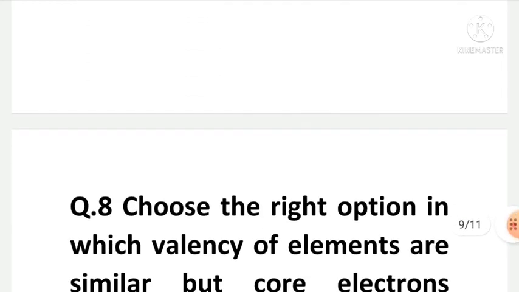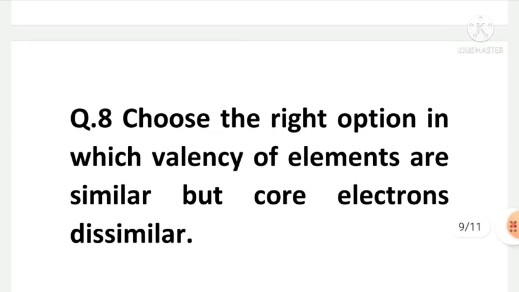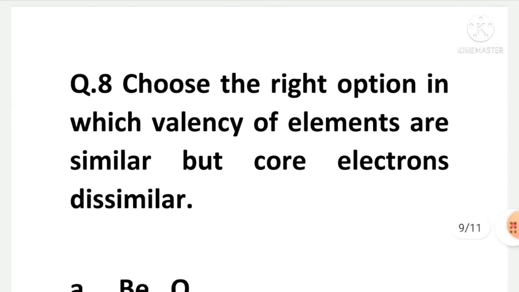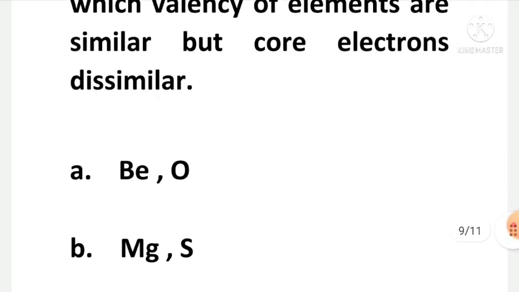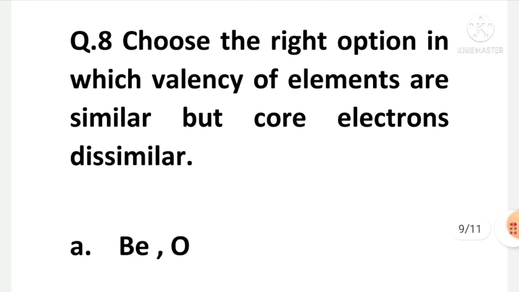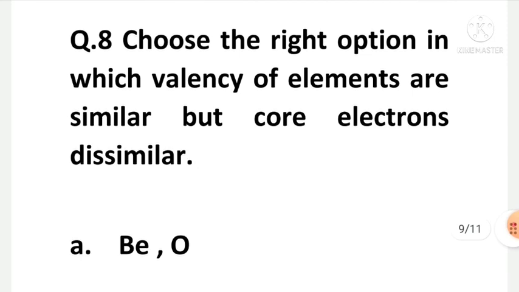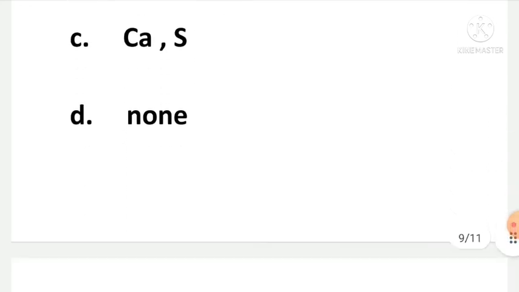Now see the next question. Question number 8. Choose the right option in which the valency of the elements is similar but the core electrons are dissimilar. So here options are given: A. Beryllium and oxygen, B. Magnesium and sulfur, C. Calcium and sulfur and D. None. So here, with respect to valency and core electron, you have to derive the correct option. Now see the next question.